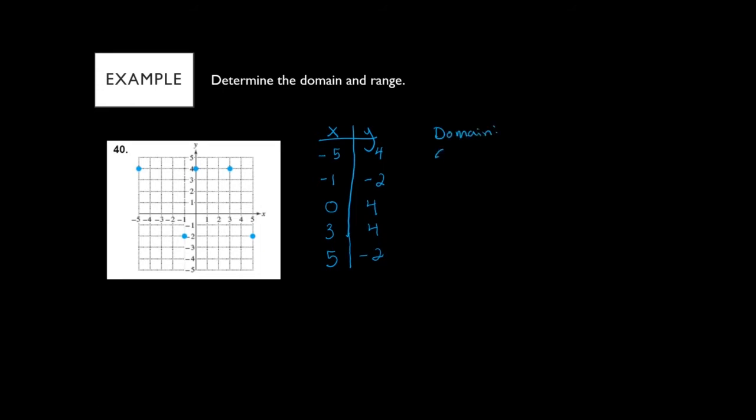So then for the domain, it's a set of points. So I have my curly brace, and then I just write down all of my X values. So -5, -1, 0, 3, and 5. And no duplicates. Nope, there's no duplicates there. There are duplicates on the Y though, which is the range. Okay. So I have 4 and -2. And those are the only 2 Y values that we have.